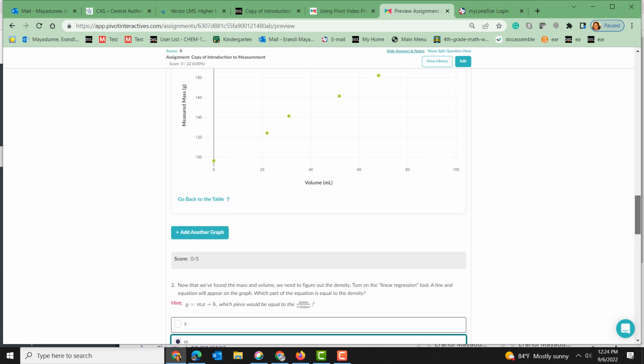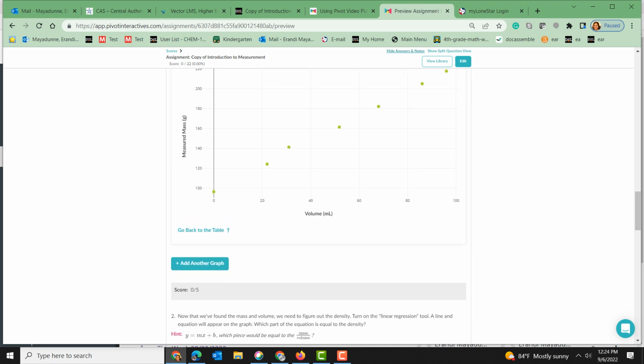And then I go to the next question. Now that you found the mass and volume, we need to figure out density. What is the density? Density is mass divided by volume. But we have many masses and volumes. You may wonder why we plot a graph with many readings: to get more accurate results. So from the graph, we need to get the density.